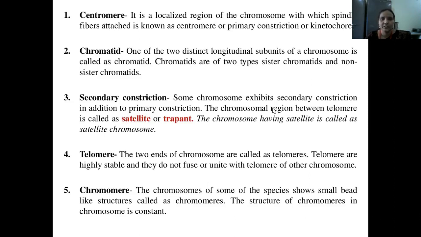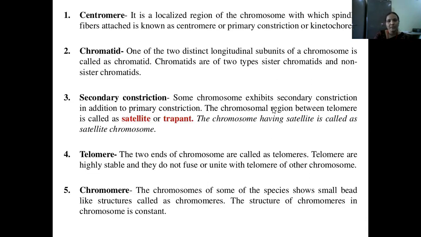Secondary constriction: some chromosomes exhibit secondary constriction in addition to primary constriction. The chromosomal region beyond the secondary constriction near the telomere is called satellite. जो end part है telomere के पास जो region है that is called satellite. The chromosome having satellite is called satellite chromosome. Telomere, the two ends of the chromosome are called telomere. जो end पे जो है हमने अभी देखा. Telomeres are highly stable and do not fuse or unite with the telomere of other chromosomes, वो join नहीं होगा.